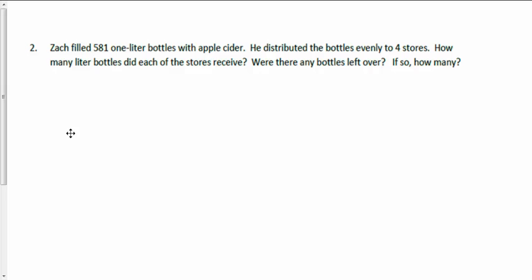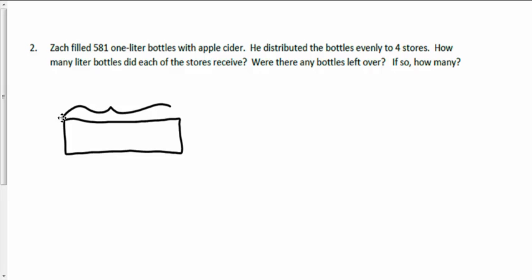Now I'm going to draw. I'm going to draw a tape diagram because this is a total problem. I know that he has a total of 581 1-liter bottles. So that's my total. 581 bottles. And he's going to put them into 4 stores. So I've got 1, 2, 4 stores. And I know that each of these are going to be exactly the same. What I'm trying to figure out is how much is going to each store and if there are any left over. So I will use division.